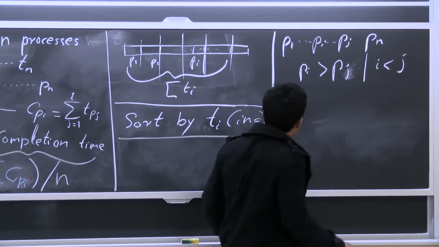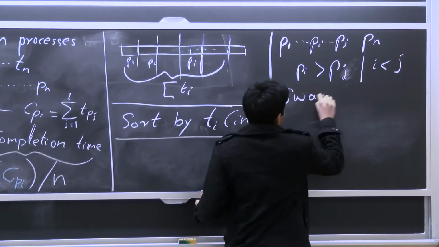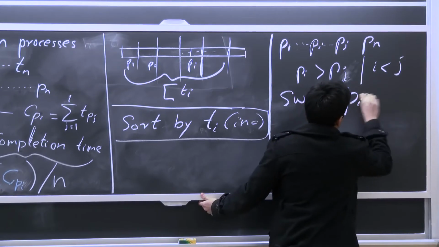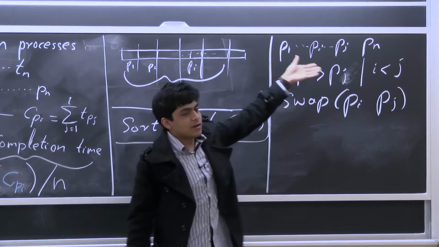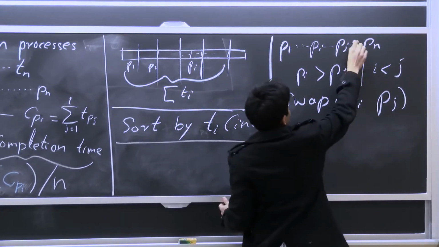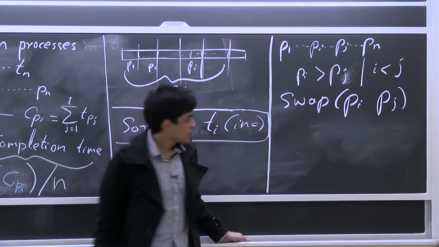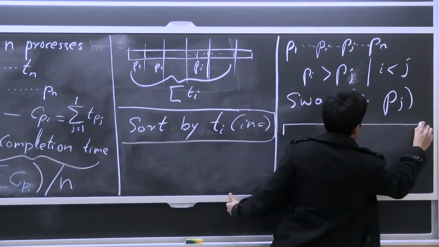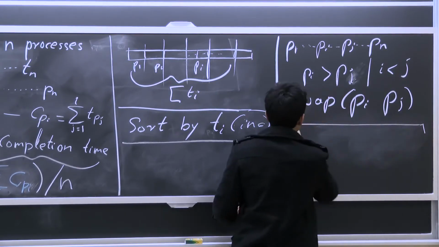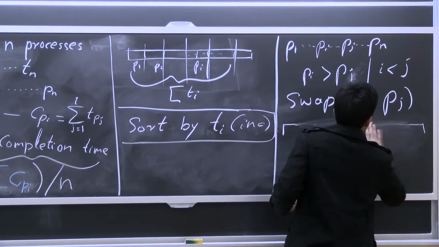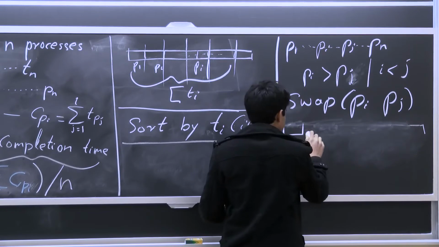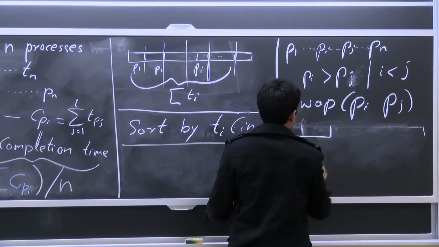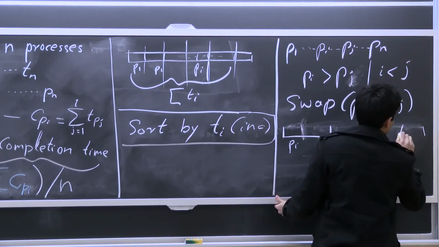So now I'm going to claim that if you swap these two values, so you swap pi and pj, that'll actually decrease whatever current average completion time you have. So initially you had something like this. So let's not draw the whole line there. So let's say you had something like this process. So pi. Actually, this is the big process, right? So this is pi, and this is pj.